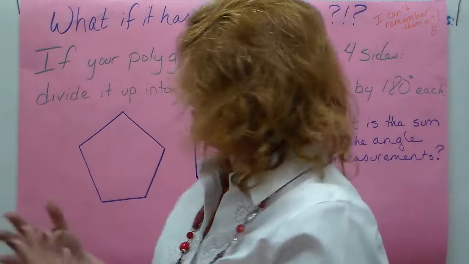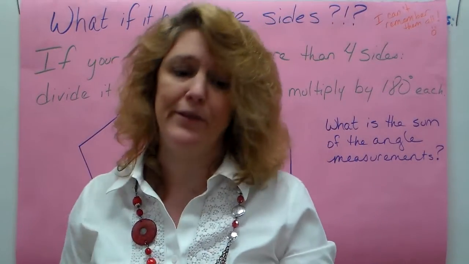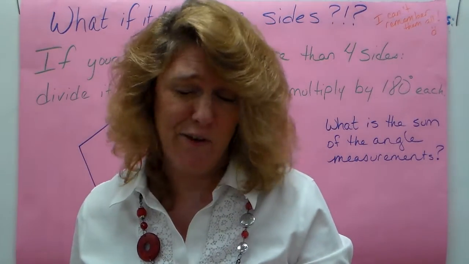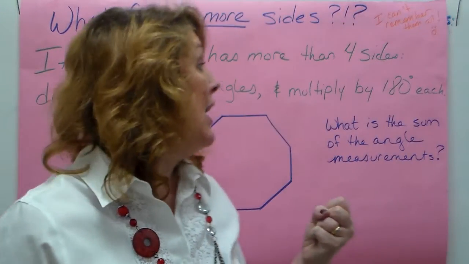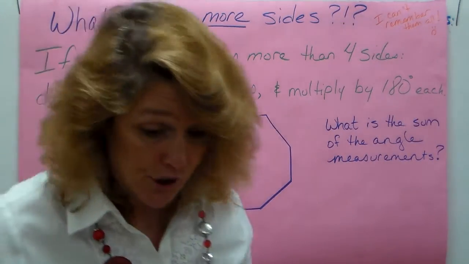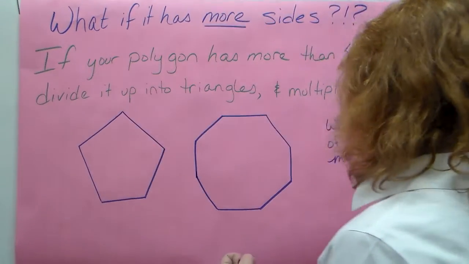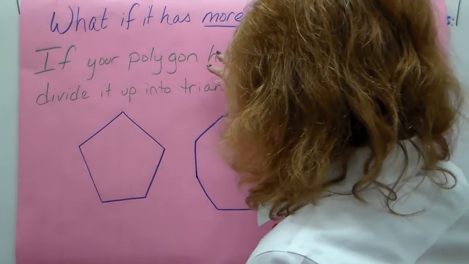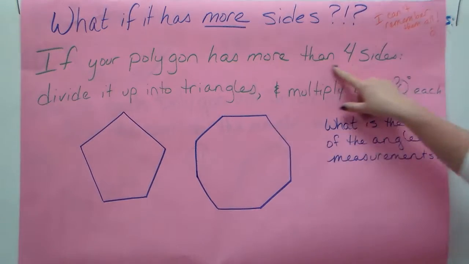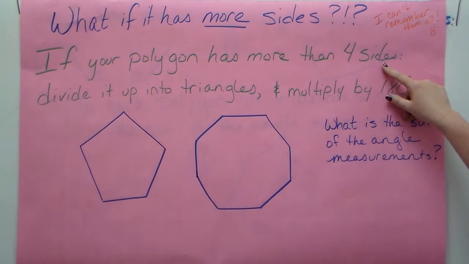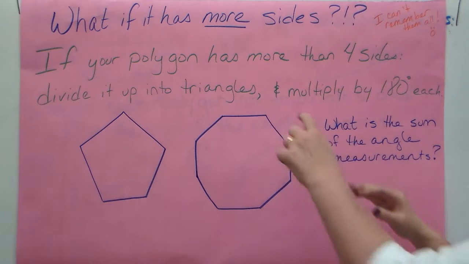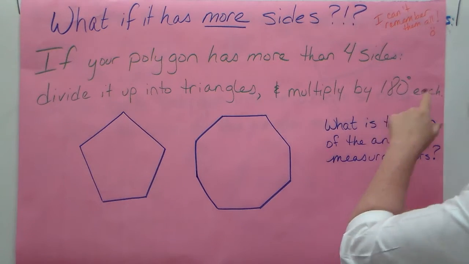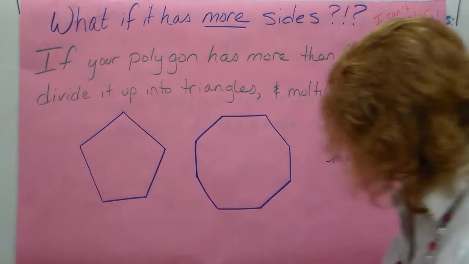How is it that we can look at a 5-sided figure, a 7-sided figure, a 24-sided figure, oh my gosh, and figure out what the sum of the angle measurements are? So your job, if your polygon has more than 4 sides, you're going to divide it up into triangles. And then for each triangle, you're going to multiply by 180. So here, let me show you.